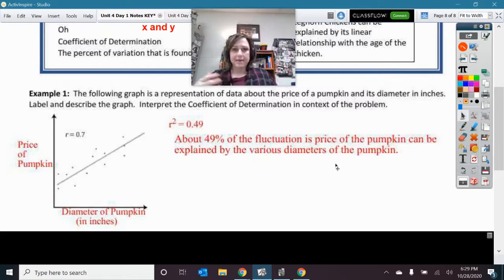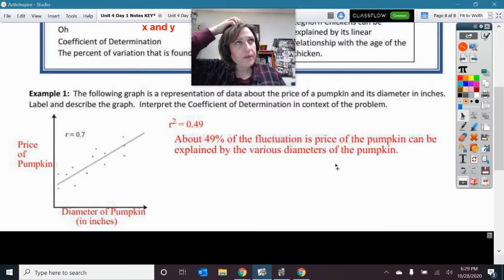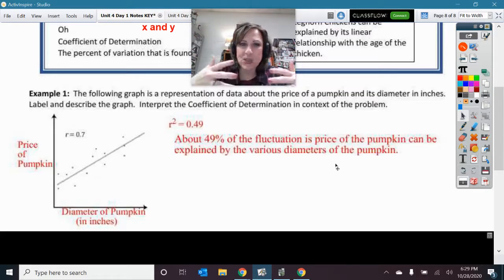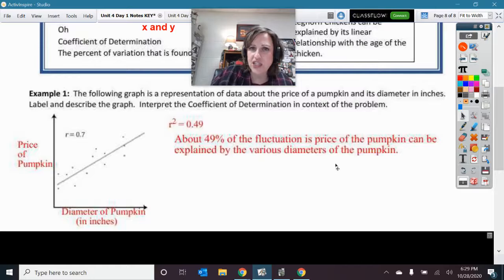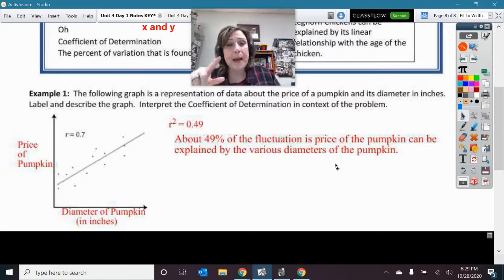Okay? So we have to have that statement about the variability in the y being explained by the variation in the x's. The percent of variation that is found in the y can be explained by the changes, the fluctuation in the x. So about 49% of the fluctuation in the price of the pumpkin can be explained by those various diameters of the pumpkin.